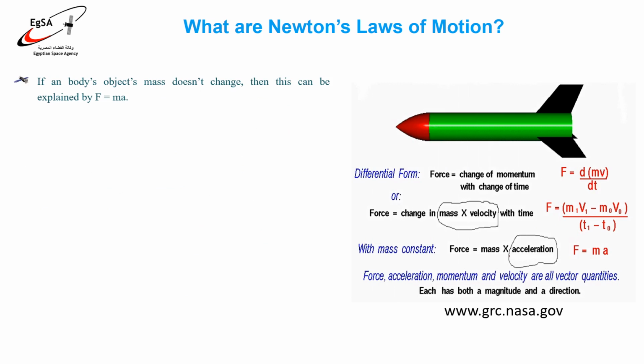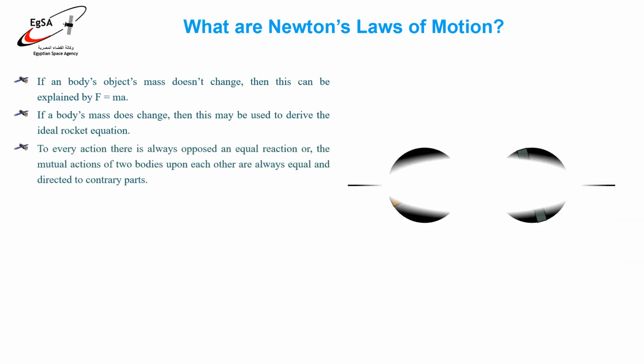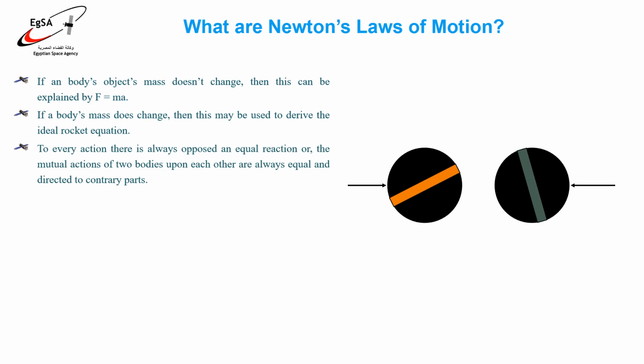If a body's mass does not change, then this can be explained by the well-known equation F equals ma. If a body's mass does change, then this may be used to derive the ideal rocket equation. Third law: to every action there is always an equal opposing reaction, or the mutual actions of two bodies upon each other are always equal and directed to contrary parts.